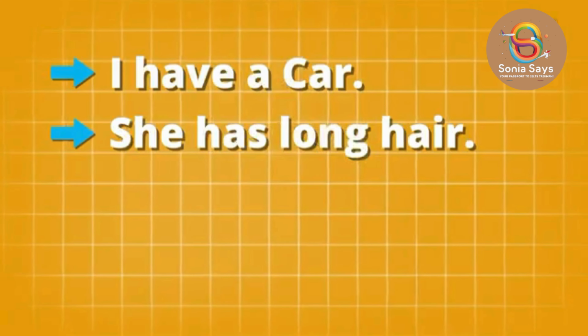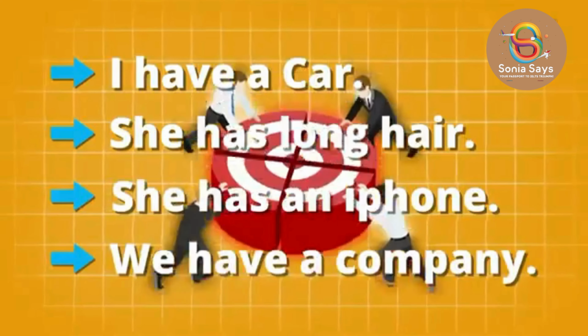Let's start with it. So has and have plus noun we can use for a possessor, which means for ownership. For example, I have a car, she has long hair, she has an iPhone, we have a company, which means we are defining our ownership towards something.